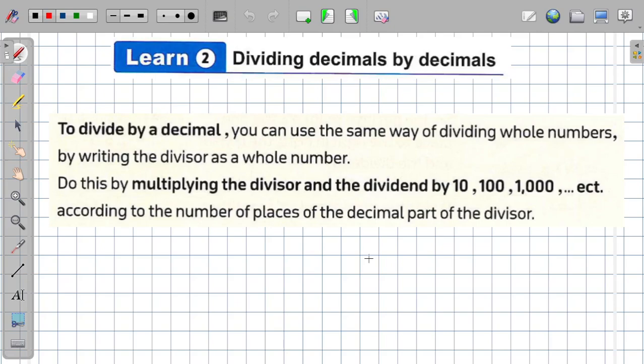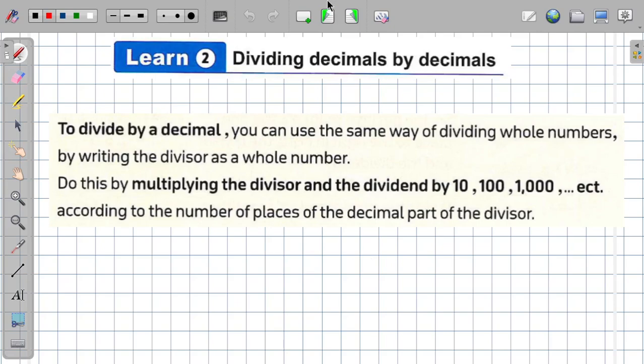So we can multiply the divisor and the dividend by 10, 100, 1000 and so on according to the number of places of the decimal part of the divisor. Again, we will multiply the divisor and the dividend by 10, 100, 1000 according to the number of places of the decimal part of the divisor, not the dividend.